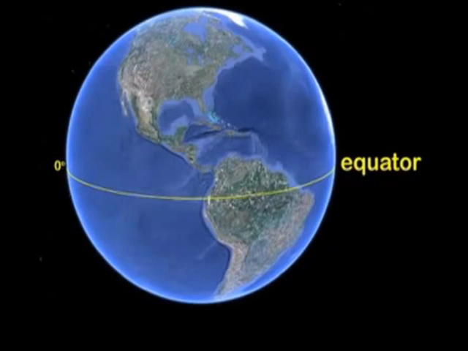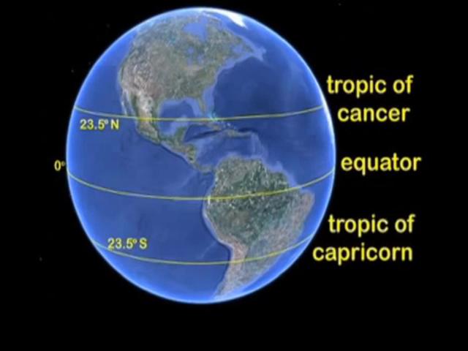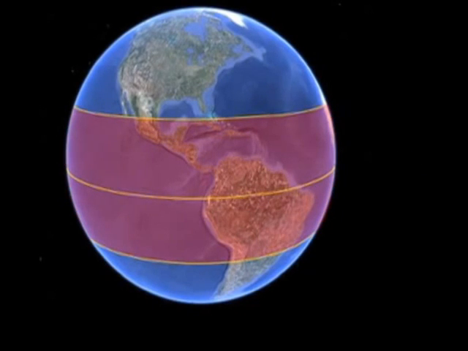The equator lies at 0 degrees halfway between the north and south poles. Other unique lines of latitude include the Tropic of Cancer, which lies 23.5 degrees north, and the Tropic of Capricorn, which lies the same degrees south. The part of the Earth between them is called the tropics.